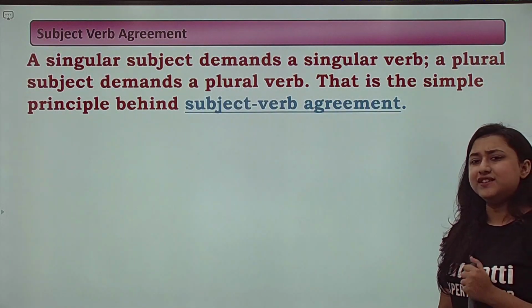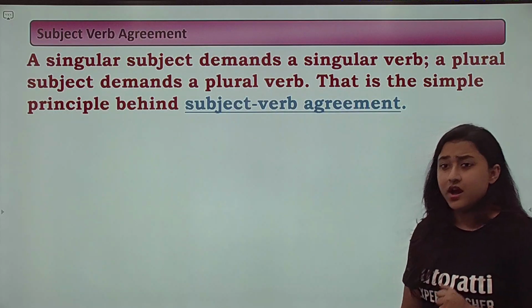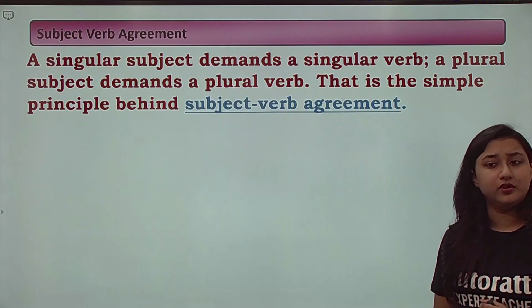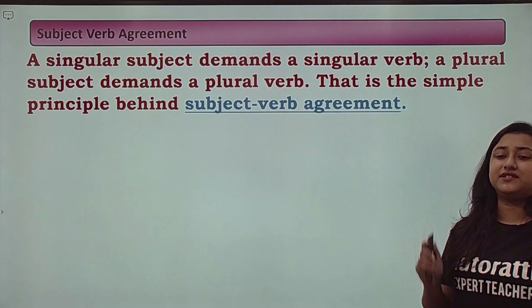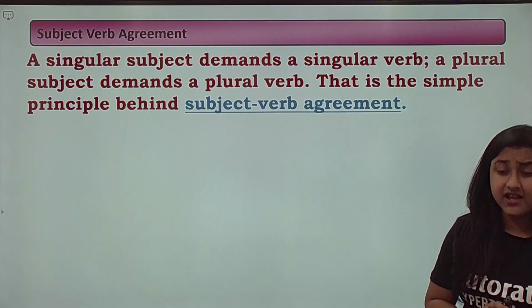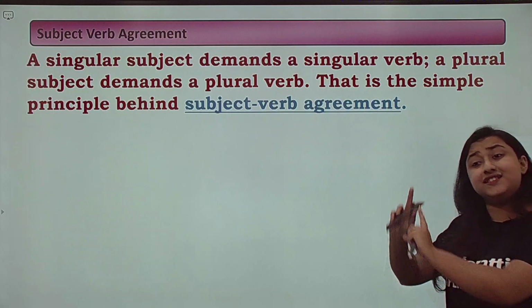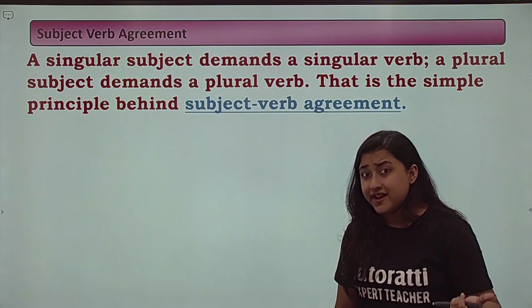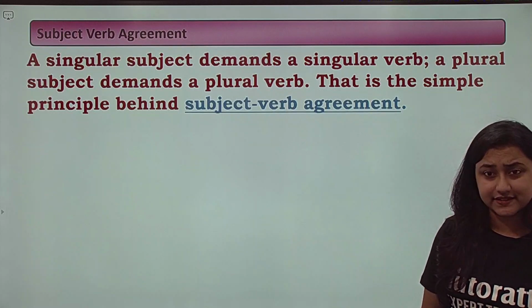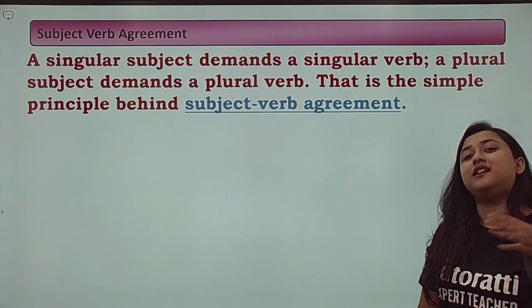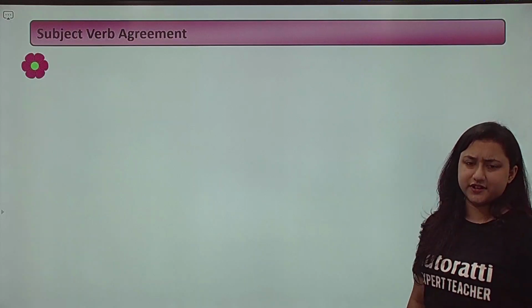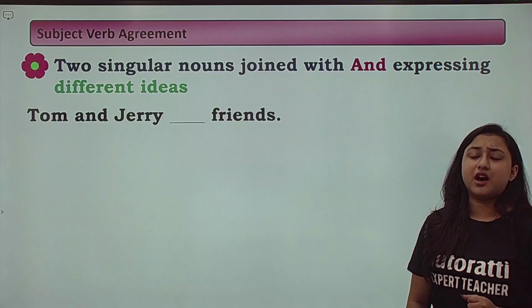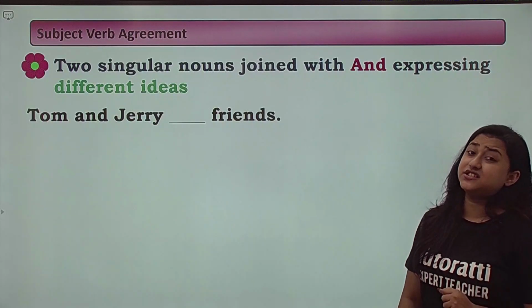A singular subject demands a singular verb, a plural subject demands a plural verb. That is the simple principle behind subject-verb agreement. As I already told you, this is the basic rule which you always need to keep in mind. However, in exceptional circumstances, we will keep in mind another few rules. The first one: two singular nouns joined with and expressing different ideas.